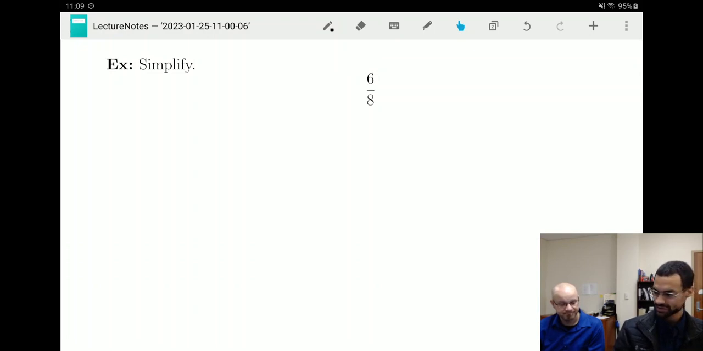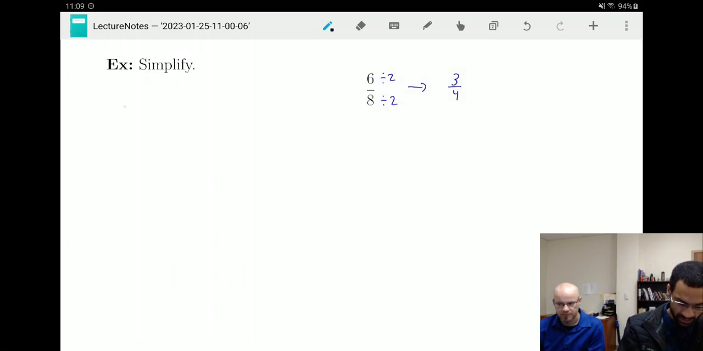Okay, so let's start off with simplifying something like 6/8. Usually, this is the usual process. 6 is divisible by 2, and 8 is divisible by 2. So if I divide them both, that'll give me 3/4, and there's nothing wrong with that. I do want to present an alternative way to look at it.